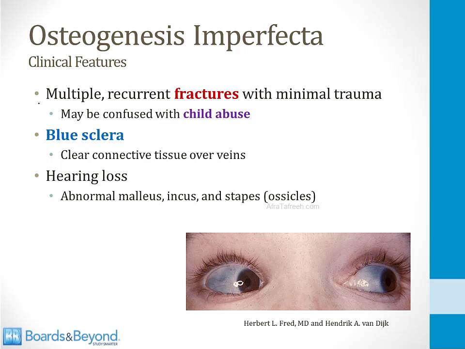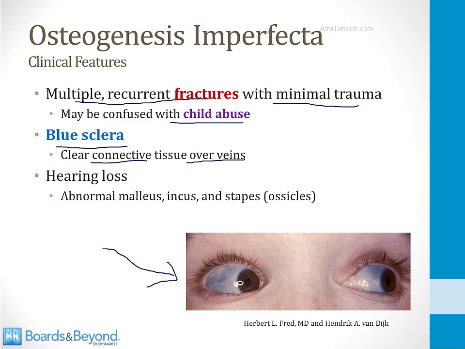Let's talk about the clinical features of osteogenesis imperfecta. Children with this disorder have multiple recurrent fractures with minimal trauma. It is often confused with child abuse until the disorder is diagnosed. Another classic feature is blue sclera. This is a picture of blue sclera on the screen here. The sclera should be white, but they have a blue hue to them in osteogenesis imperfecta. This is because of clear connective tissue in this disorder overlying the veins in the sclera.